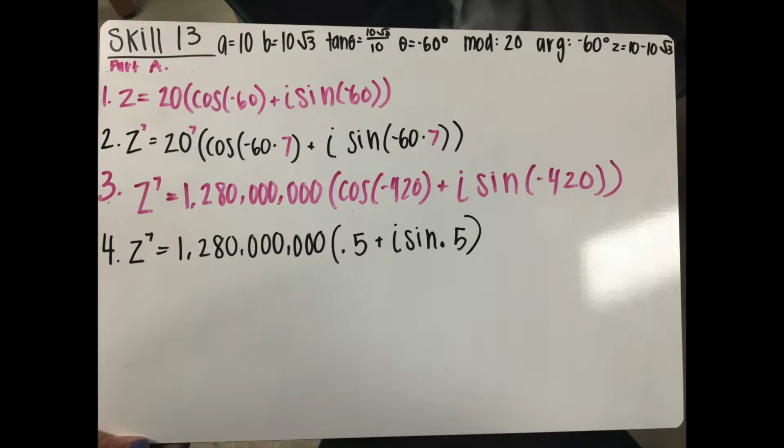So then the first thing that I did is I plugged my modulus and my argument into the equation r times parentheses cosine theta plus i sine theta, which gave me z is equal to 20 parentheses cosine negative 60 plus i sine negative 60.